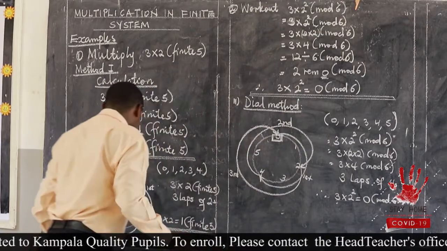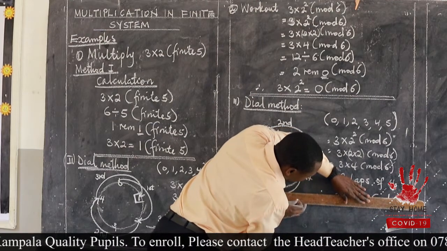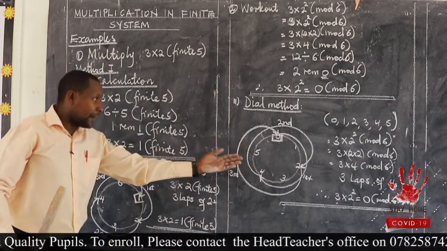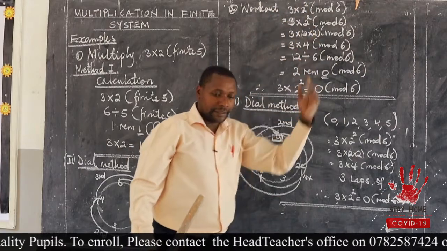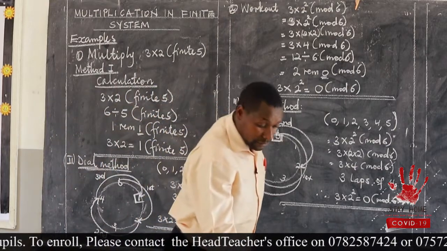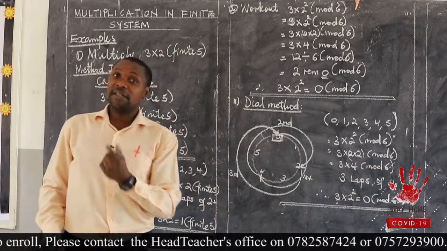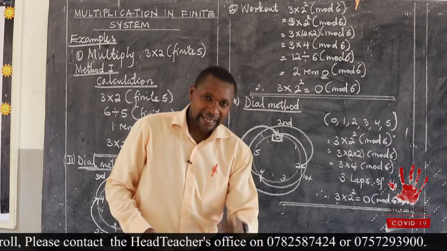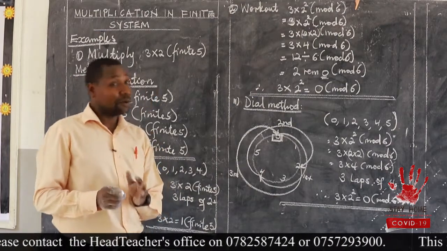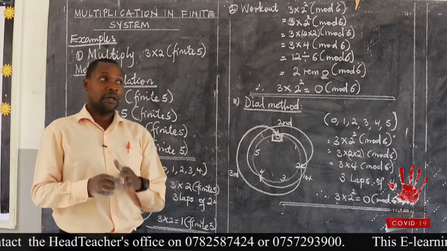Okay? A bright child must have underlined, or you need to underline to make sure that your answers are well observed. Hope some people are enjoying this one. Others are saying, no, teacher, the best is the calculation method. Well, all of them are good, depending on your attention. But when you ask a question, never use both. Choose the simplest. Choose what you can take. Allow me to take you through the last example, for which you'll also use the two methods. That is the calculation method and the dial method, or clock arithmetic method.